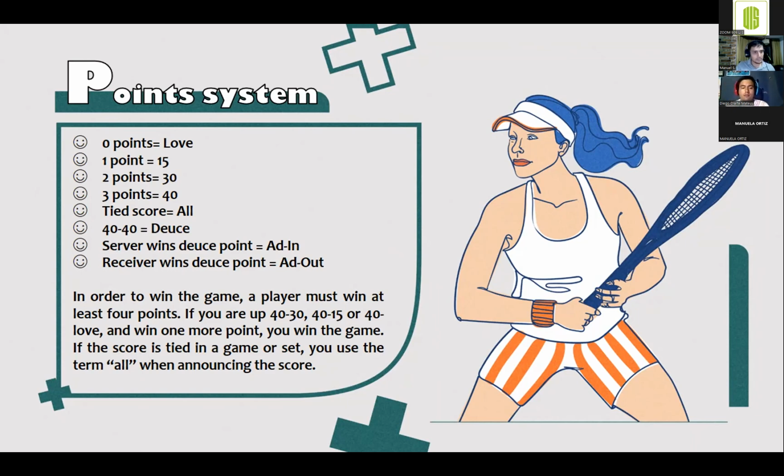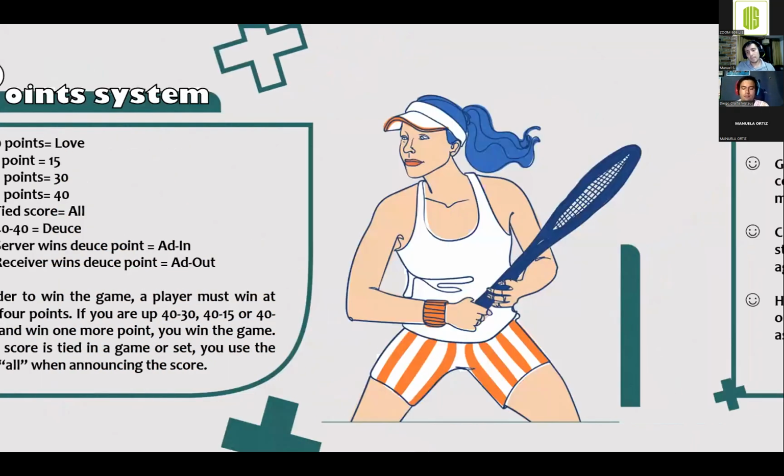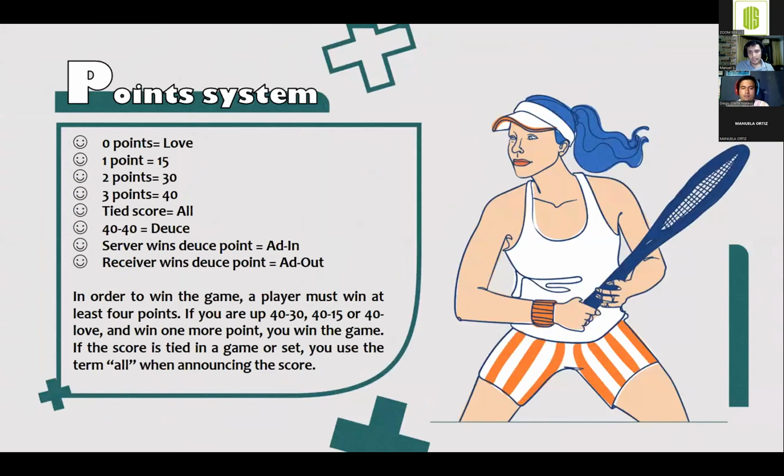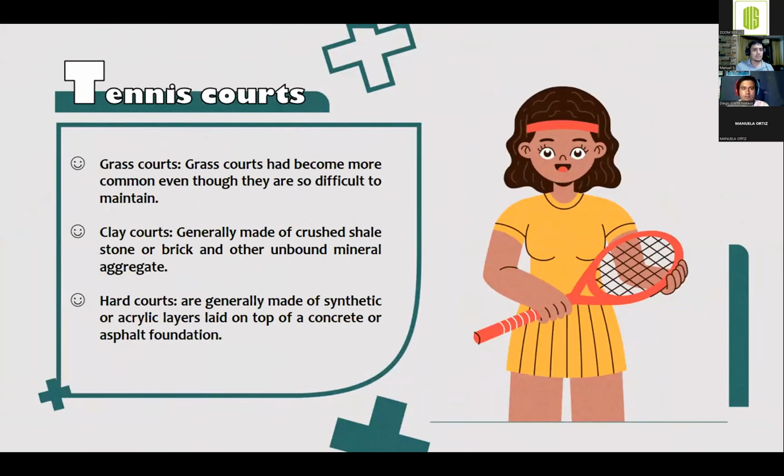So next one, please. Oh, okay. I want to add this. In order to win, a player has to get 6 games to win a set, and a set requires a difference of 2 games. And after, for a player to win, needs 2 sets to win a match. Okay, next, please.